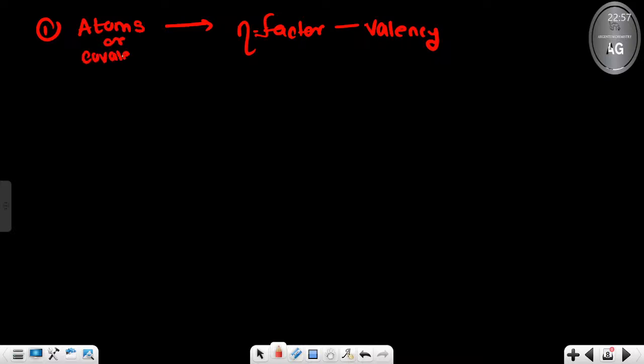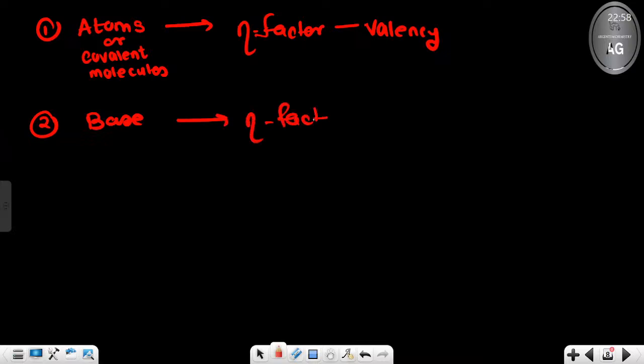So I can write atoms or covalent molecules. Okay, covalent molecules. I'm not mentioning compounds. So it can be atoms or covalent molecules like hydrogen, H2, N2. This cannot exist as only N, or this cannot exist as only O. So you have to write it as O2. So the moment you write it as O2, its n factor is going to be the valency of that particular thing. Okay, clear?